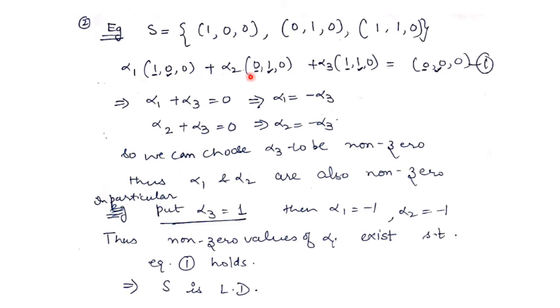0, 0 will always satisfy, but if it is satisfied by something other than 0 as well, then that set will become linearly dependent. So if we put alpha 3 to be 1, we get alpha 1 is minus 1, alpha 2 is minus 1. So there exist non-zero values of alpha i such that equation 1 holds. Okay, so it means this set is linearly dependent.